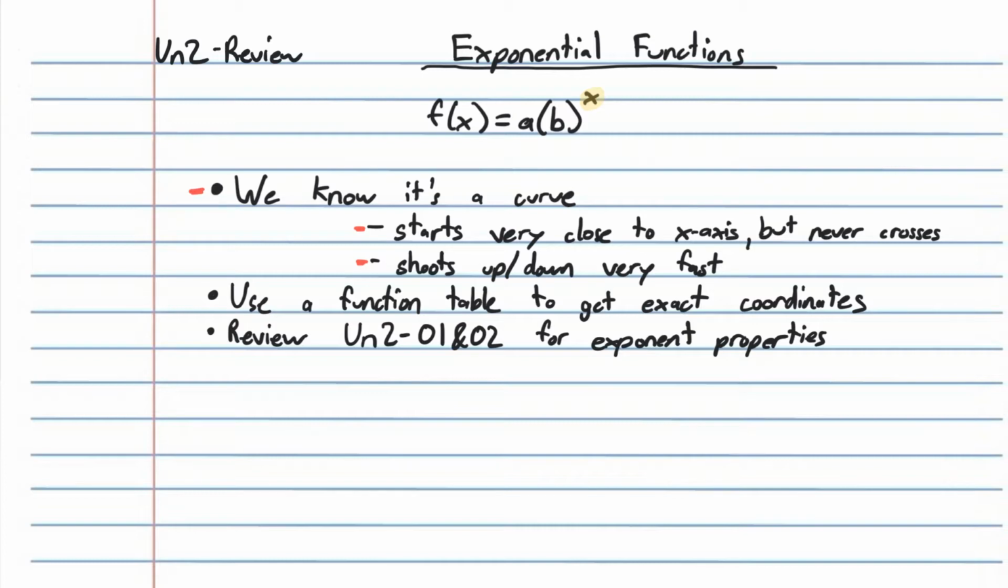And then we also went over the idea that you can use a function table to figure out exact points, so you know exactly what this is going to look like. We have a general idea, we know it's a curve, but to get exact points, you could use a function table. And then we also looked at function tables in general, and if you need to, go back and review videos 1 and 2 from this unit, and make sure you're comfortable with those exponent properties, okay? Because you do have to be comfortable with those to be able to figure out the function table part. Okay, that's essentially what we've gone over so far.